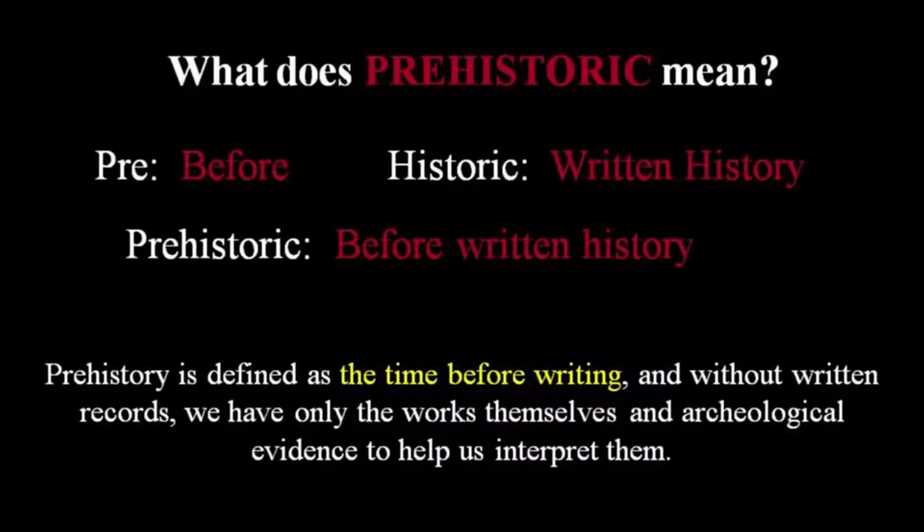But then, a little bit of history, though many of you might be knowing it. What does prehistoric mean? Pre suggests before, and historic suggests written history. So the term prehistoric generally suggests that we are talking about an era which existed before written history. Prehistory is defined as the time before writing, and without written records we have only the works themselves and archaeological evidences to help us interpret them and to rebuild that history.